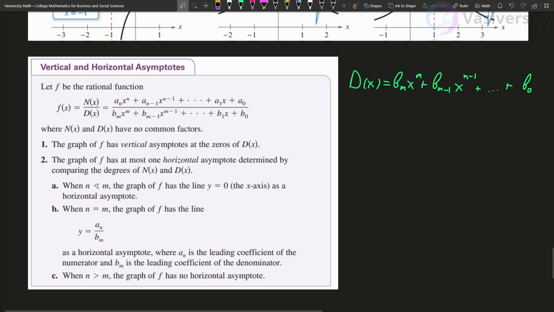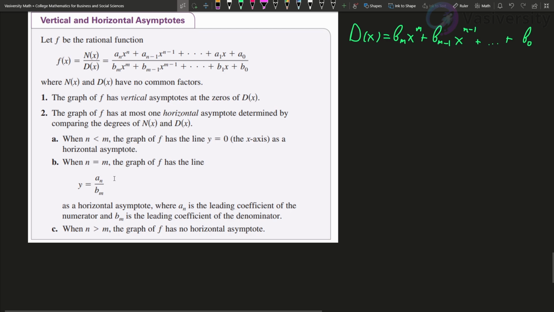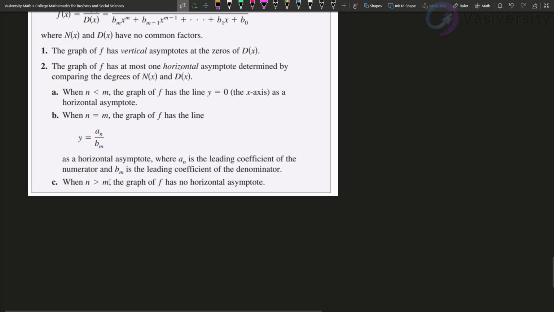When n is less than m, so m is dominating, the graph of f has the line y equals 0, and we have it right here. In the numerator we have a 0 power, and in the denominator we have a 2, so 2 is greater than 0, and we have the horizontal asymptote y equals 0. Similar case here. For equal powers, we simply have a sub n over b sub n, where a sub n is the leading coefficient of the numerator and b sub n is the leading coefficient of the denominator. And then if n is greater than m, the graph of f has no horizontal asymptotes, so the numerator is essentially dominating over the denominator.